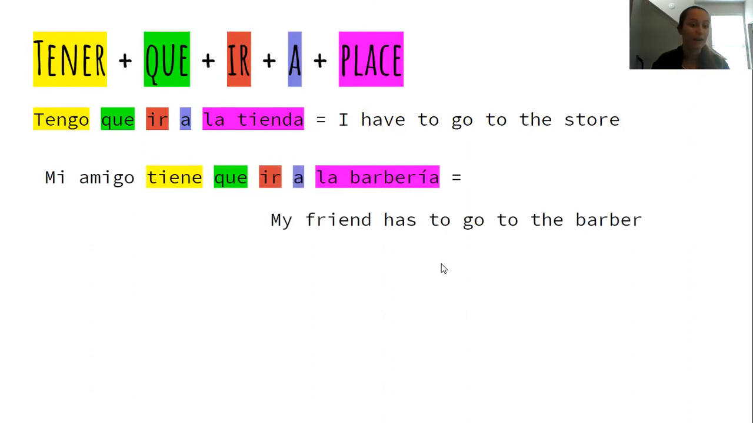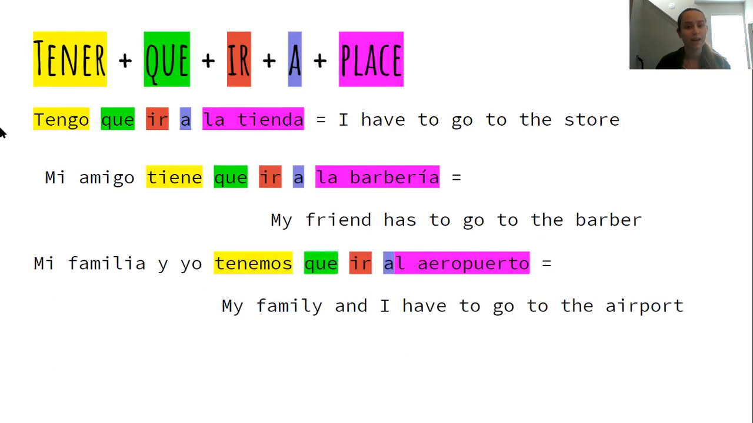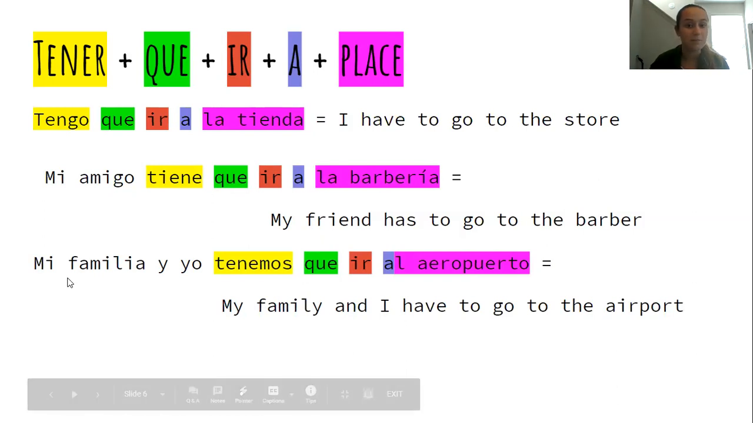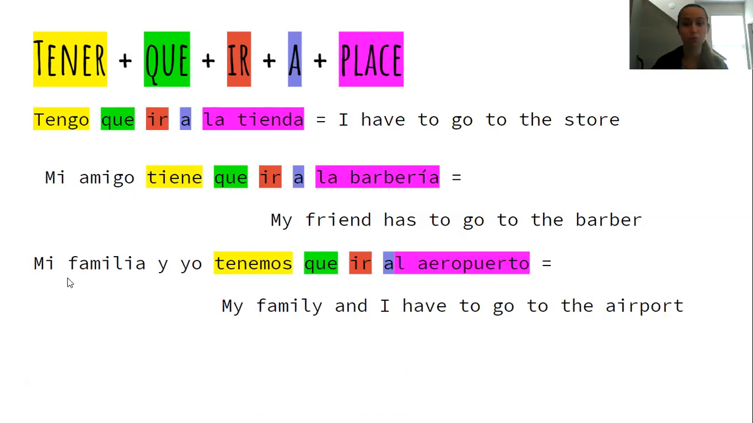How about mi amigo tiene que ir a la barbería? My friend has to go to the barber. And notice that I used the él or ella conjugation of tener because mi amigo would be he or she. All right, one more example. Mi familia y yo tenemos que ir al aeropuerto. So you see, my family and I have to go to the airport. Mi familia y yo, that would be we because it's me with a group of people, so that's we. Tenemos, in the nosotros form, que ir al aeropuerto.